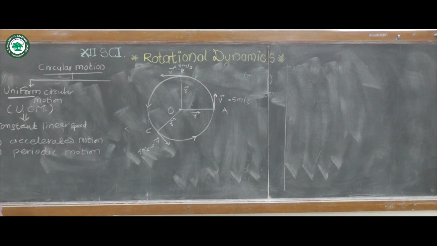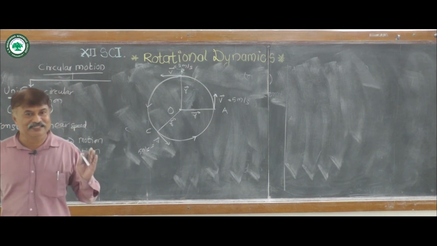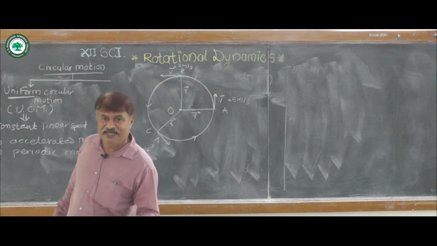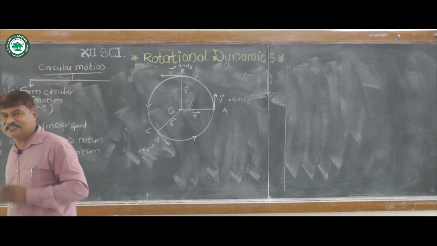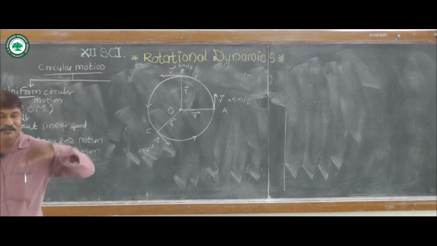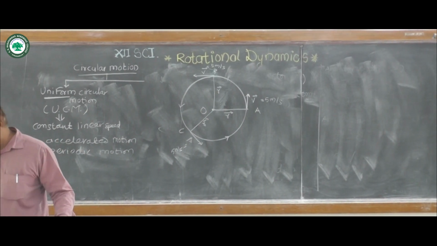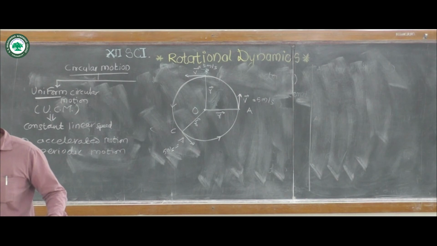Now we know that the angular velocity of each particle remains the same, therefore we can say that angular acceleration is also zero, because we know that acceleration is the physical quantity which depends upon the change in the velocity with respect to time. Angular velocity is constant, therefore angular acceleration is zero in case of uniform circular motion.